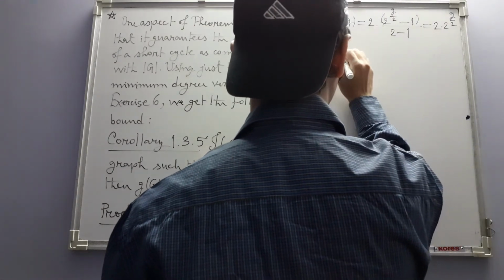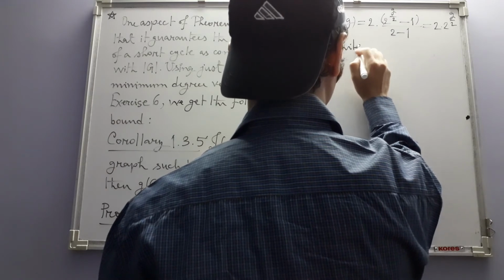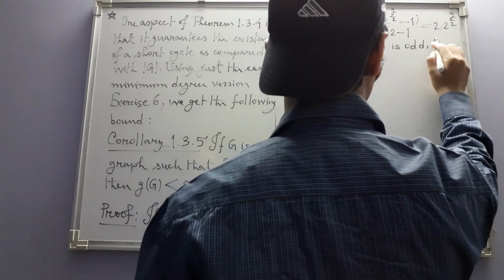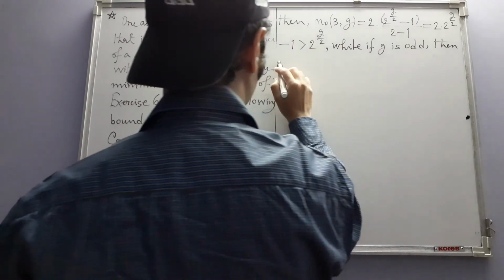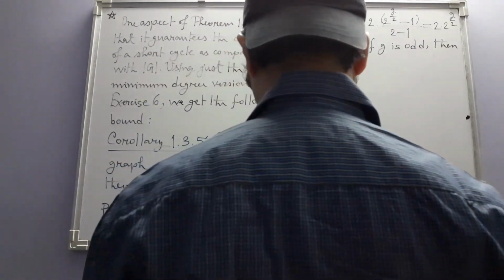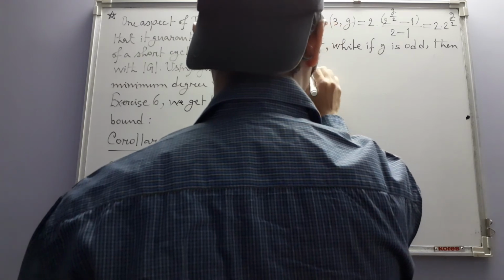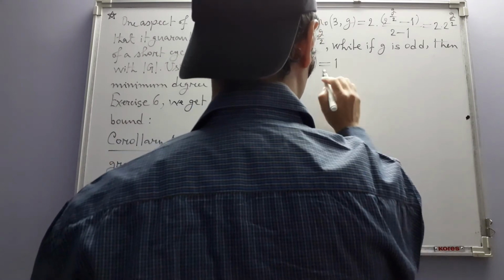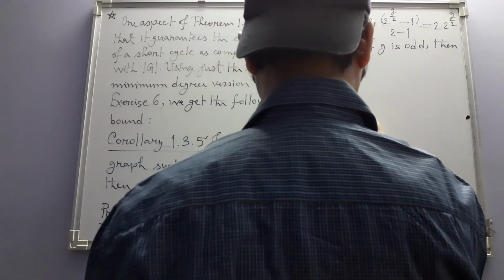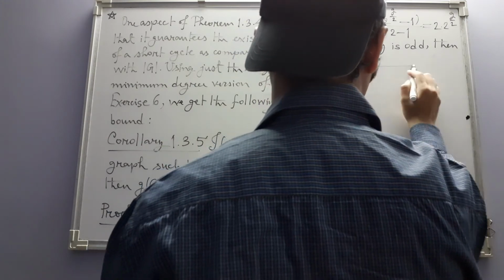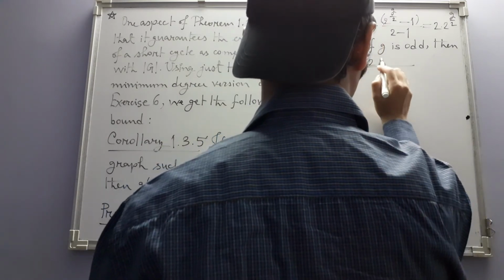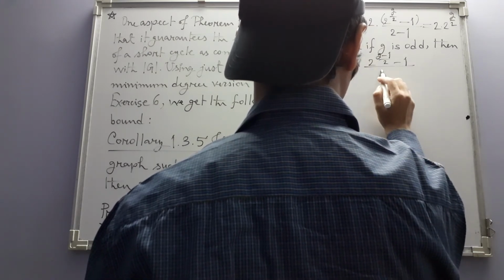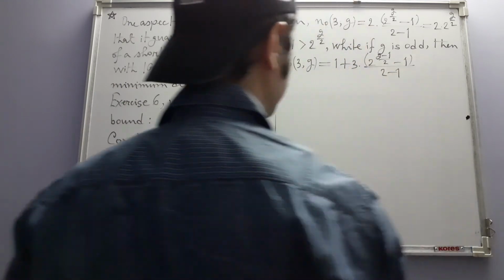While if g is odd, then what happens to this? N naught of 3 comma g is equal to 1 plus 3 times (2 to the power (g minus 1) by 2 minus 1) divided by (2 minus 1).